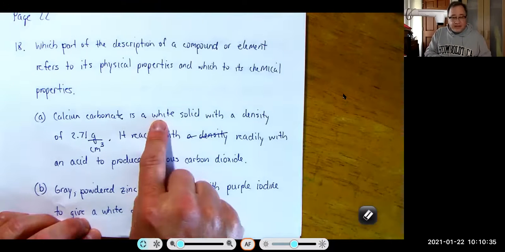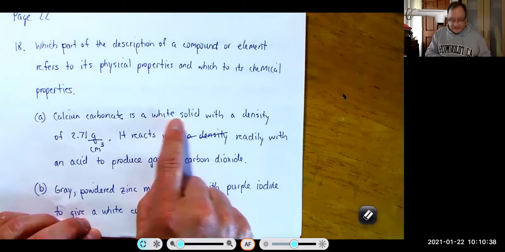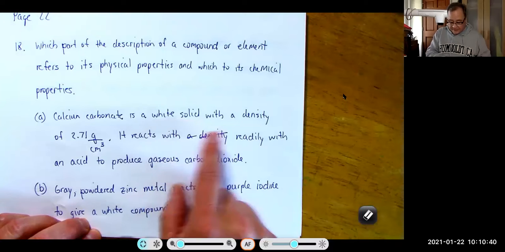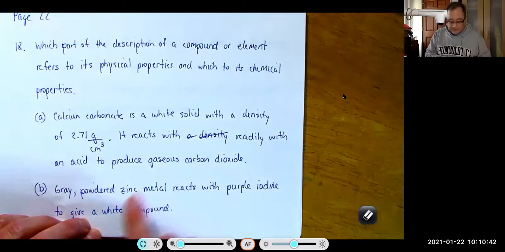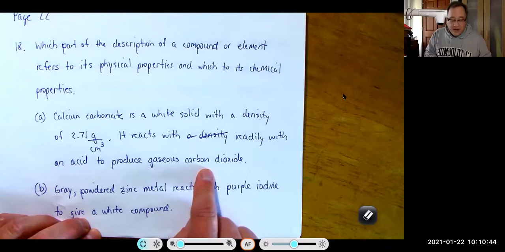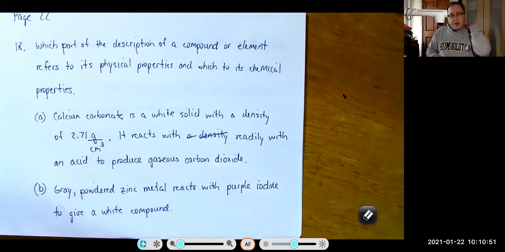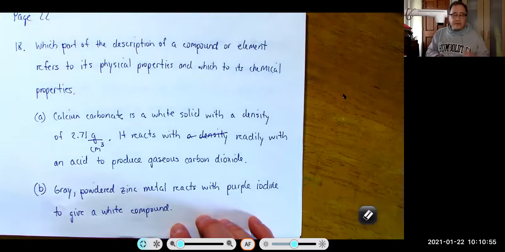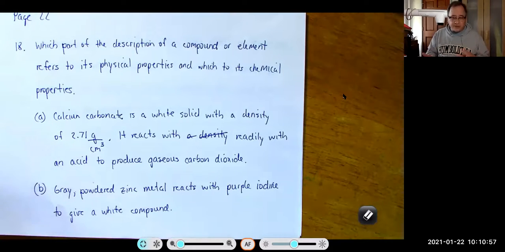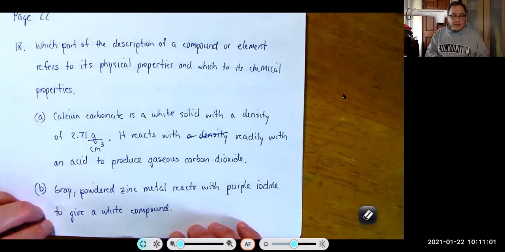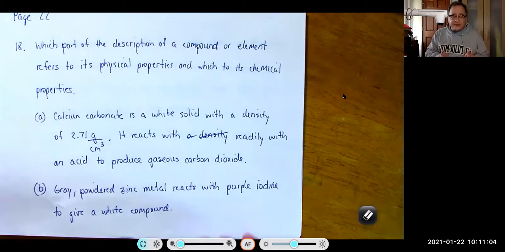White is a physical property. Solid is a physical property. The density is a physical property. Gaseous is a physical property. And carbon dioxide, I missed this one. Carbon dioxide is a chemical property. Essentially, a chemical property is one that involves something about the formula or something about it reacting and changing formula. A physical property is something that you could determine without changing the substance into a different substance.